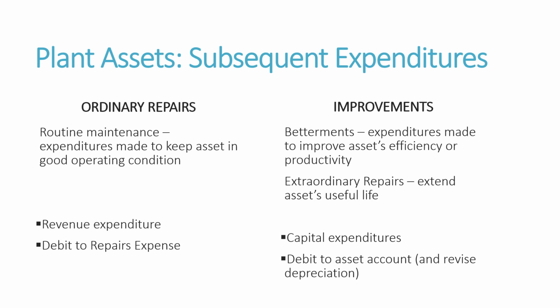and maintenance expense. Other expenditures might be made to improve the asset's efficiency or its productivity or extend its useful life. Betterments are expenditures made to improve an asset's efficiency or productivity. Extraordinary repairs extend an asset's useful life. These types of expenditures are called capital expenditures because they are charged to the asset account. And once those costs are charged to the asset account, we're going to need to revise depreciation expense.